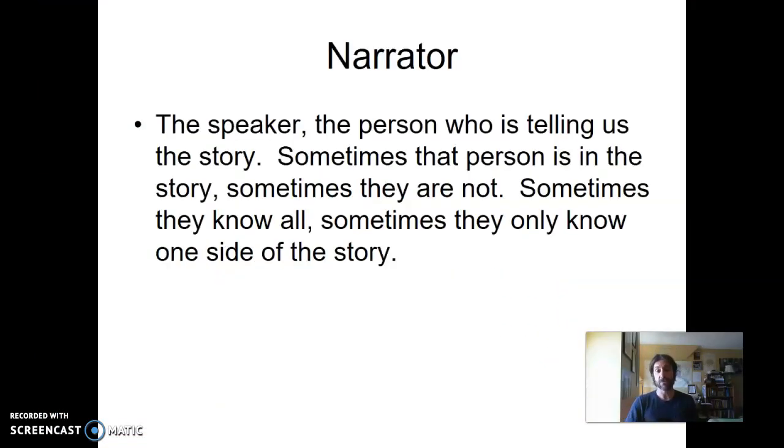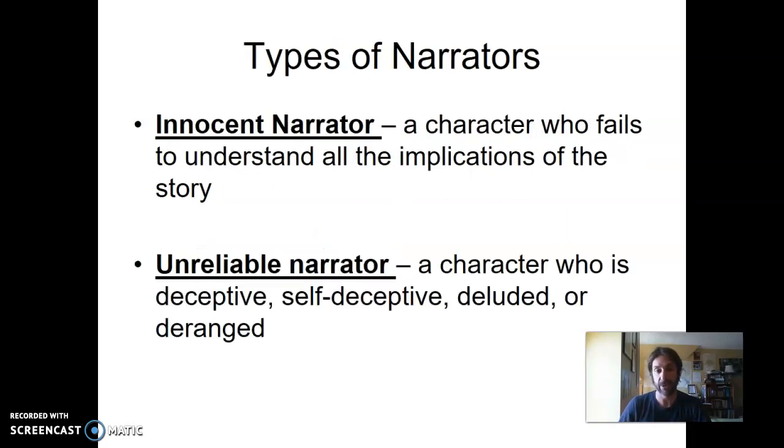And in general, we have a narrator. It's a speaker. It's a person who's telling us the story. Now, sometimes that person is in the story. Sometimes they're outside of the story. Sometimes they're only seeing into one character's perspective. Sometimes they're seeing into everybody's perspective. And those make up the different categories of point of view and narration.